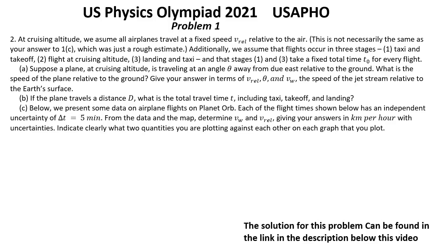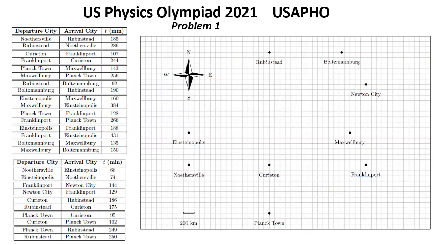Question C. Below we present some data on airplane flights on planet Earth. Each of the flight times shown below has an independent uncertainty of delta t equal 5 minutes. From the data and the map, determine v_w and v_rel, giving your answer in kilometers per hour with the uncertainties. Indicate clearly what two quantities you are plotting against each other on each graph that you plot. These are data and a sheet to work with this problem.